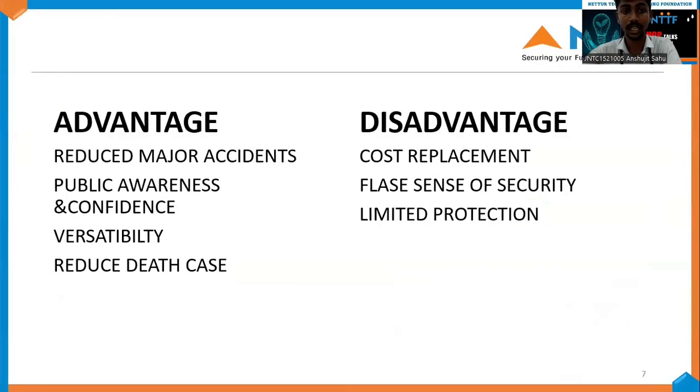Now, the advantages are reducing major accidents, and public awareness and confidence, meaning how people act in an accident and how they get a safety harness. And visibility means how the accident goes and how the airbags deploy within microseconds to reduce the cause of death also.